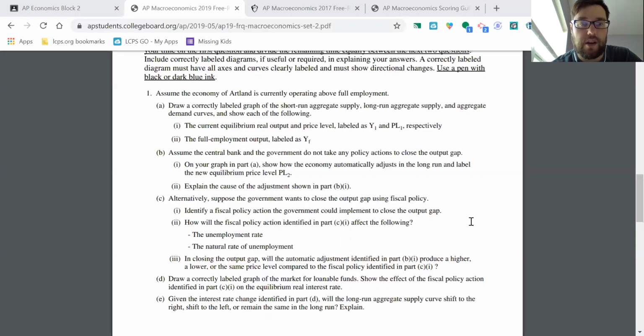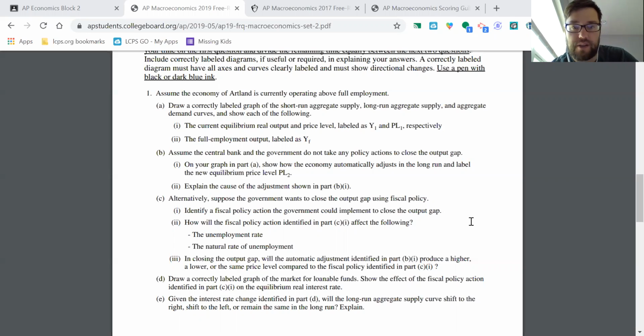So for part A, draw the correctly labeled graph, and make sure you've got all these components: short run aggregate supply, long run aggregate supply, and the aggregate demand curve. Then show each of the following: the equilibrium output and price level. They give you what they want to label. And then the full employment level, Y sub F.